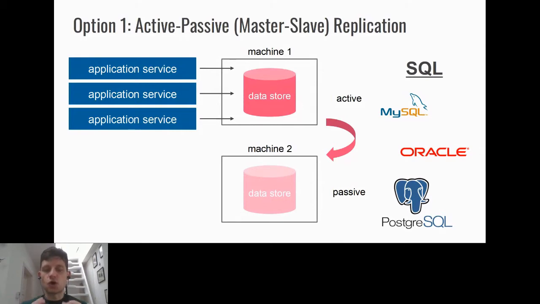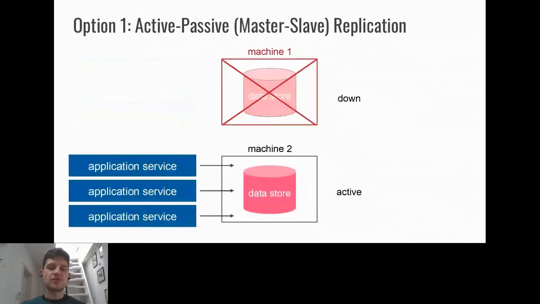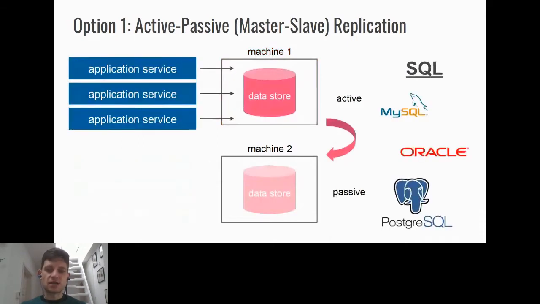You write to only one single instance of the database. Now, if this machine one fails, we just do a failover. Application services switch to the second instance, and we obviously don't lose the data or anything. We make the failover. Obviously, we can connect this with sharding if you want to strive for performance. No problem with that.